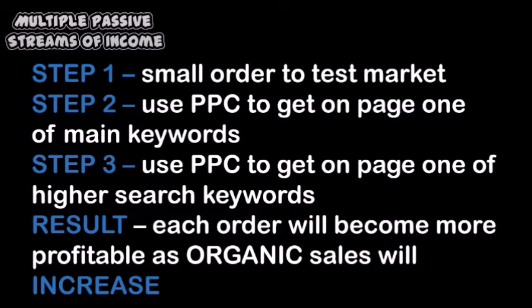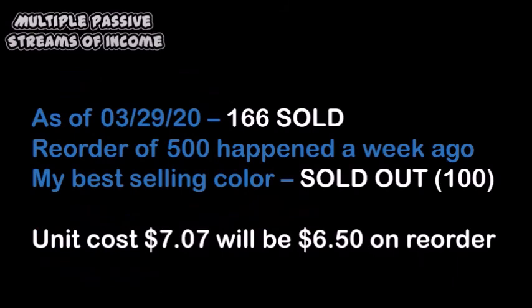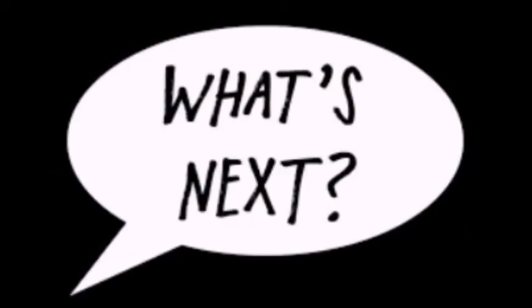So as of today, I've already reordered 500 units of the product. I'm basically halfway sold out at this point, and I've also run out of one color. The most popular color I ran out of yesterday. And this order will cost less per unit. This time I'll only be paying $6.50 per product versus $7.07. Also, I am adding two more color variations, so there will be two more barcode costs and some more photography costs this next go round.